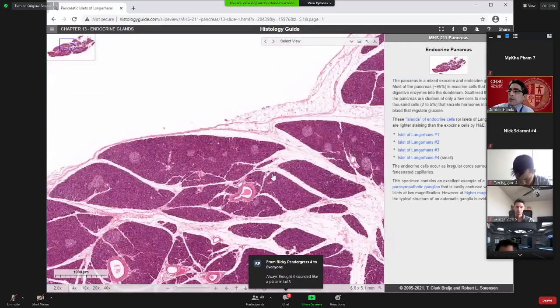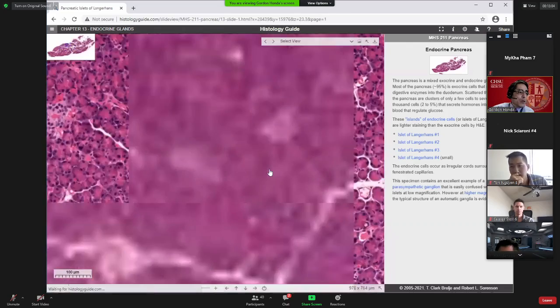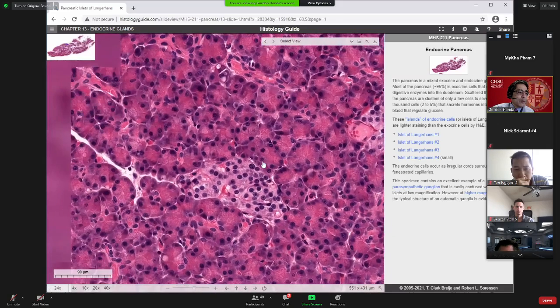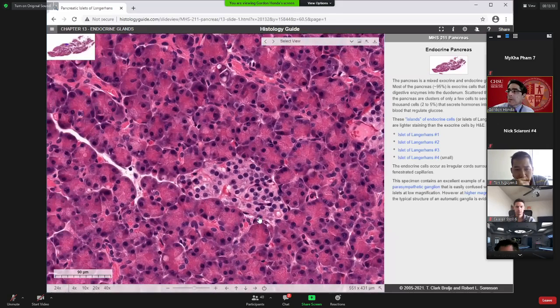Okay, any questions about the islets of Langerhans? Okay, I would mention real fast too that on H&E, we normally can't tell the different subtypes of cells. The subtypes of cells will become important, but we'll go over that toward the end of this ILS session.